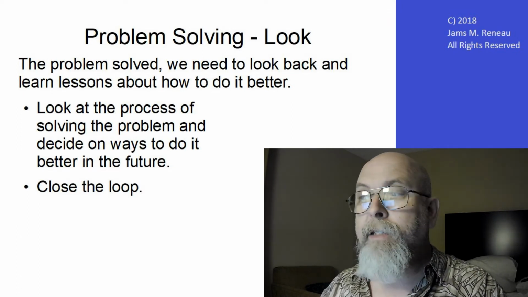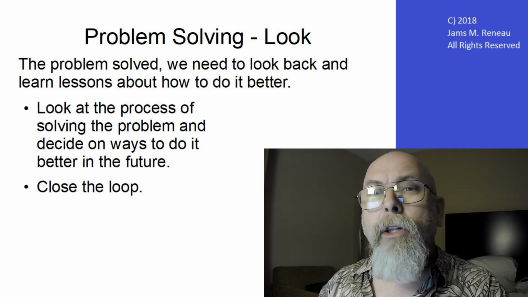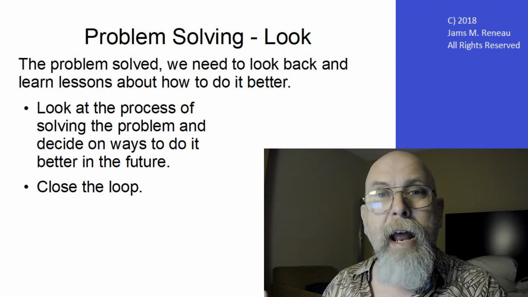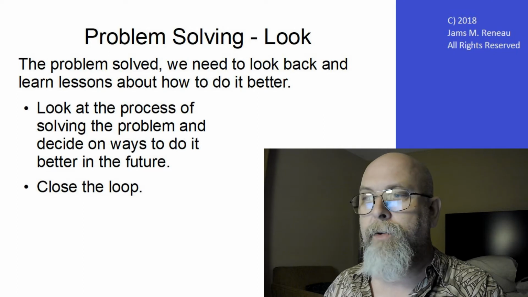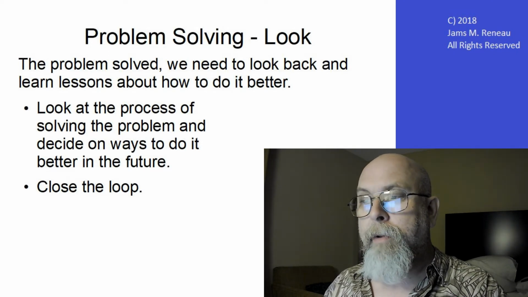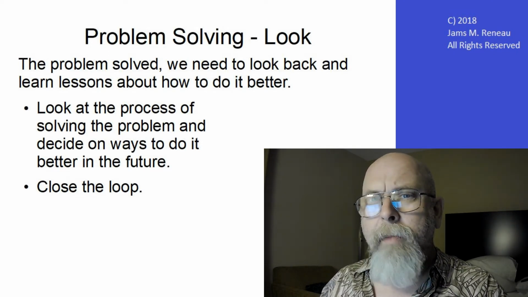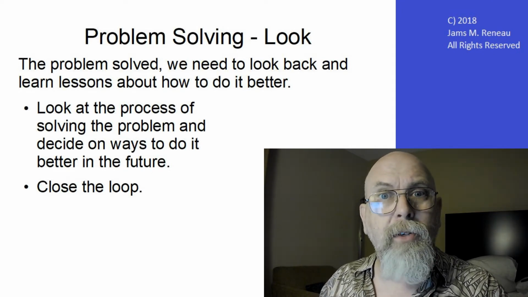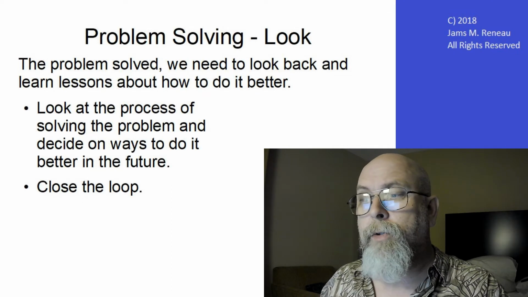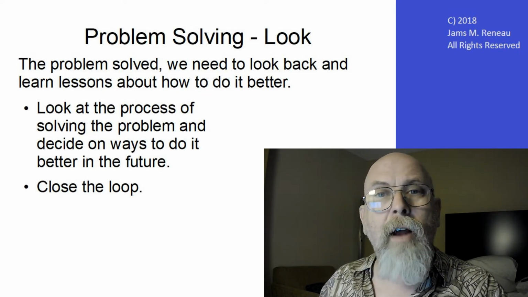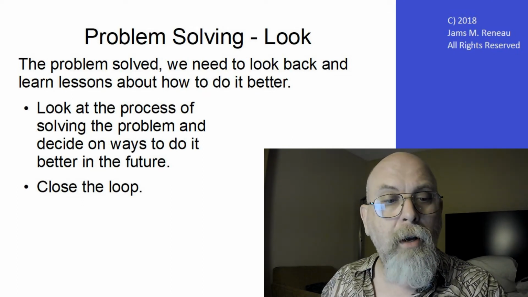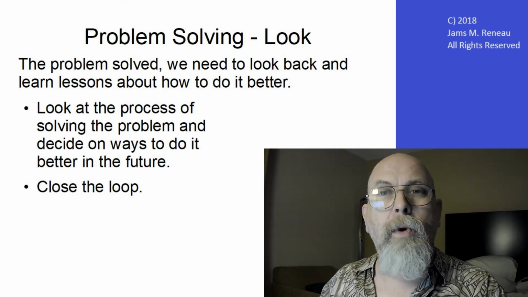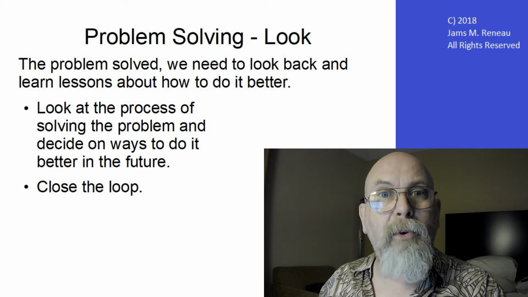And the fifth part of the Bransford IDEAL model is to look. The problem has been solved. We need to look back. We need to be reflective and learn lessons about how to solve problems better in the future. So we want to look at the problem, at the process of solving a problem, not necessarily our solution, but how we came upon the solution. And sometimes we want to look at the solution too and try to figure out ways to do it better in the future. Some people call this closing the loop, to make sure that we're always in continual improvement.